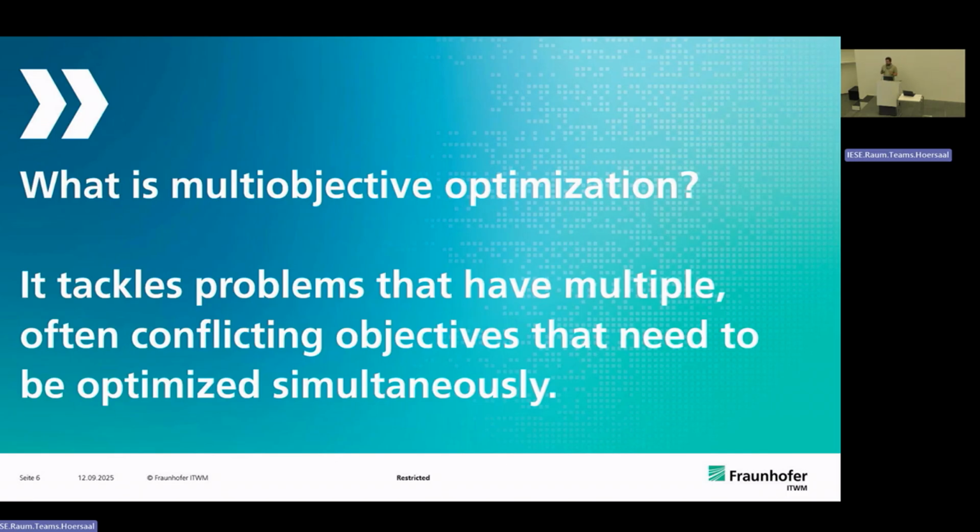Well, multi-objective optimization problems tackle real-world problems that have multiple but often conflicting objectives that need to be optimized simultaneously. So, for example, you buy a car, you want to have a cheap car but also a fast car, and of course, these two objectives are conflicting, because the cheapest car would be something like a Tata Nano, the slow car, but the fast car would be something like Koenigsegg. And this is not cheap. This is really, really expensive.